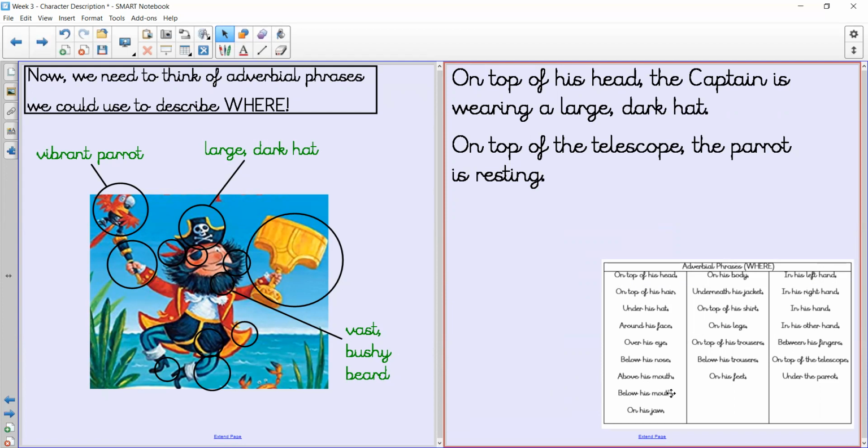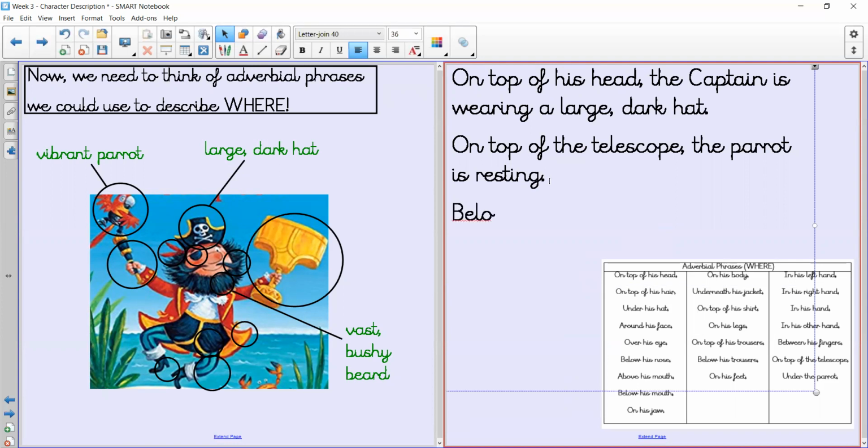Oh, it's also below his mouth. I could say below his mouth, the captain has a vast bushy beard. It's also on his jaw, so I could use this one as well. On his jaw, the captain has a vast bushy beard. I'm going to go with, which one shall I go for? I'm going to go below his mouth. That's the one I'm going to use.